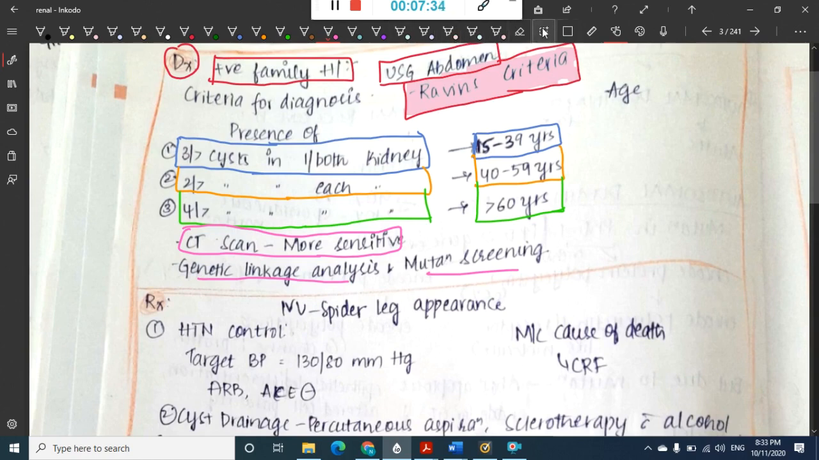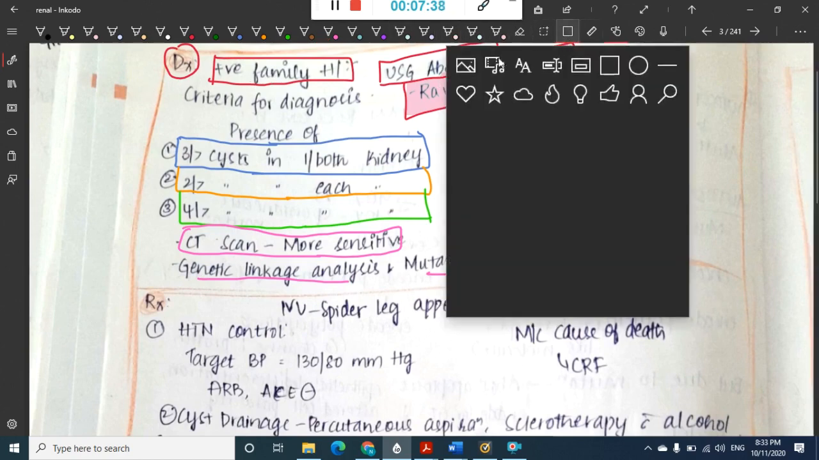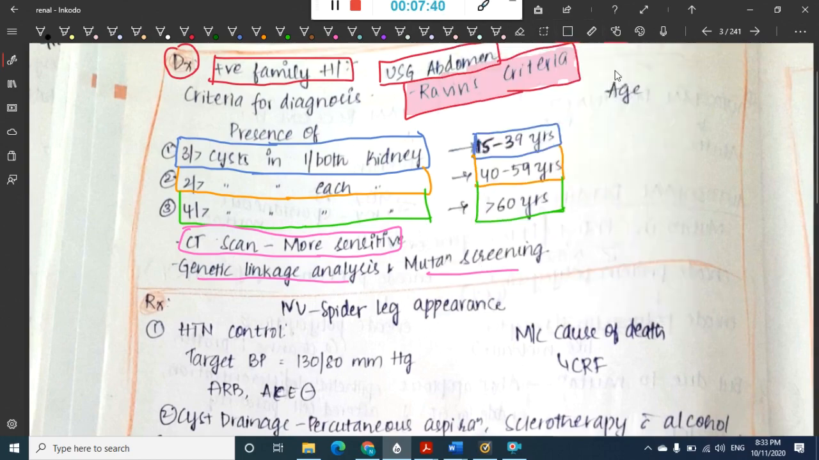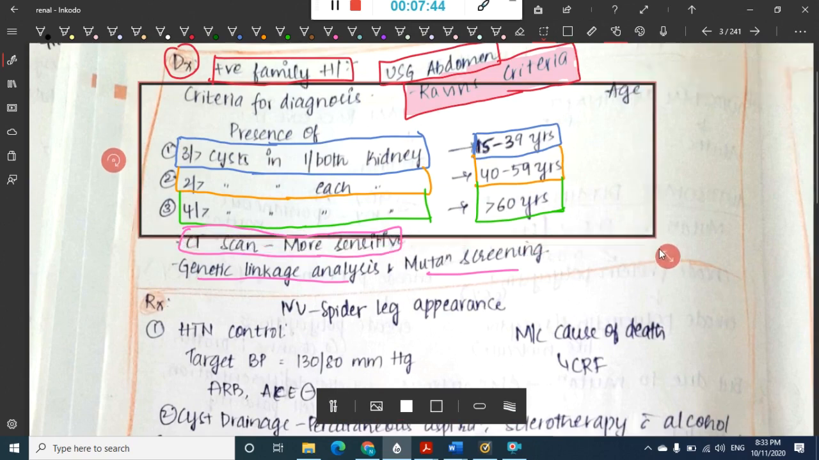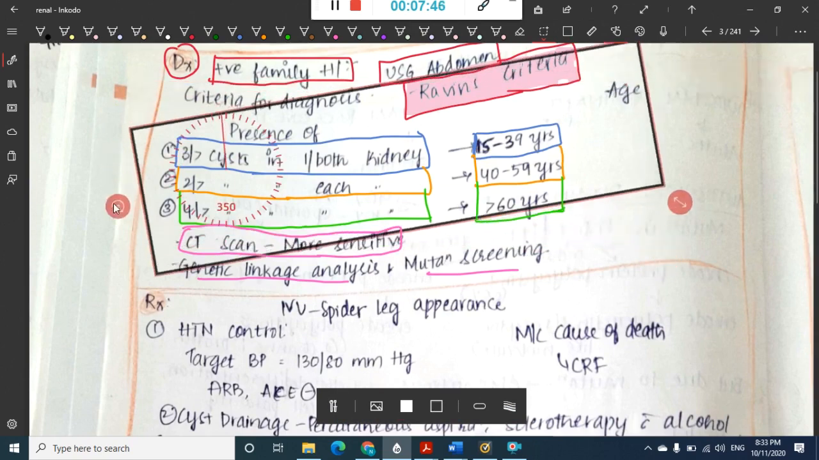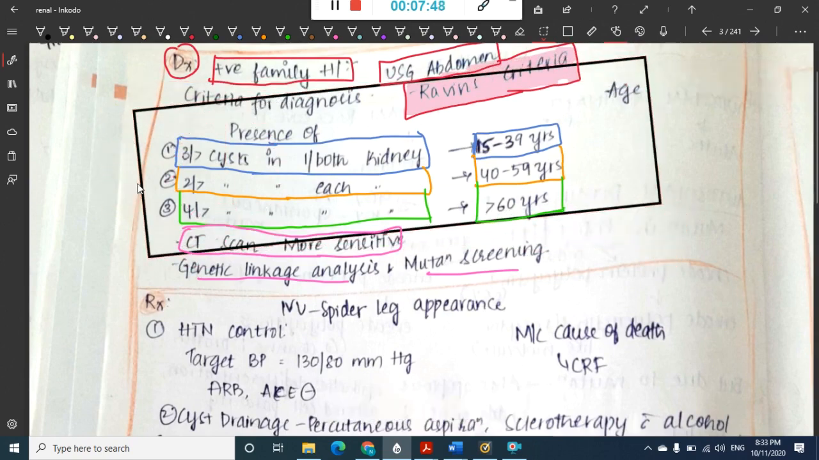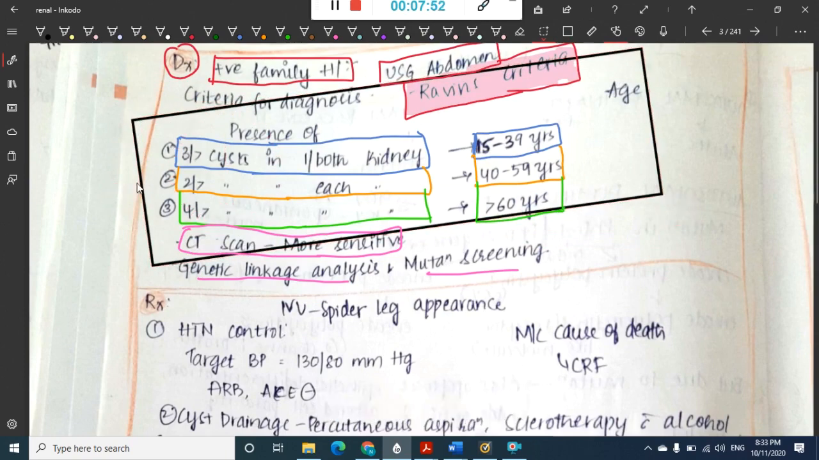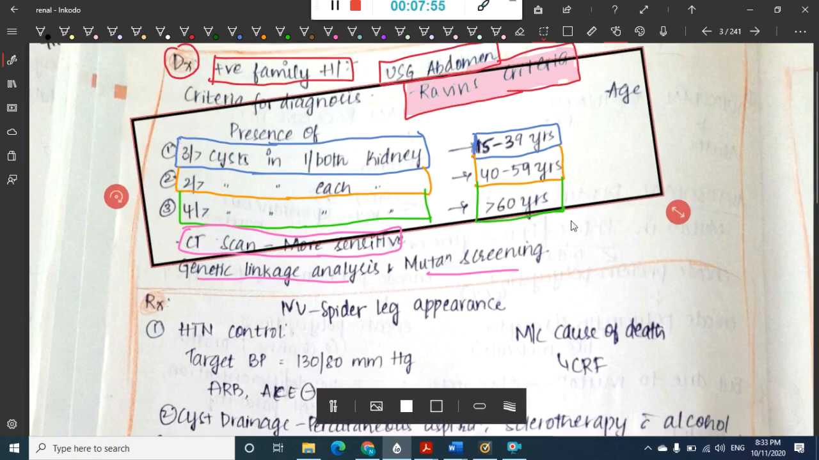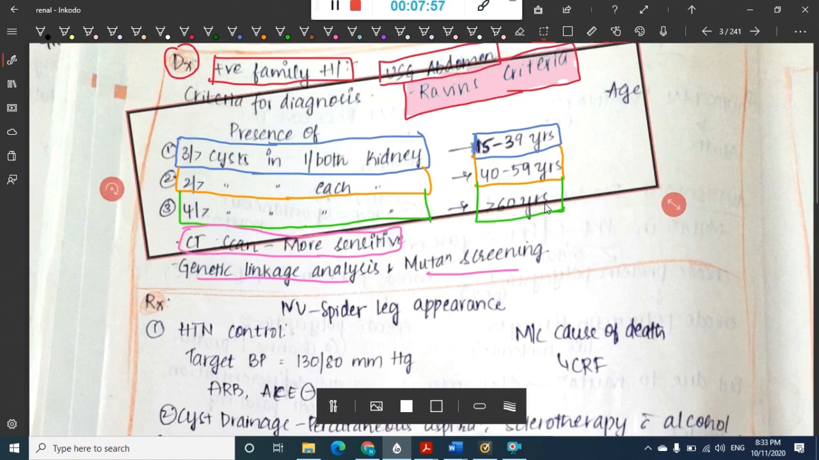So a criteria was given a name for this, which is called Ravine's criteria, which is very important. What is it? This is the Ravine's criteria which we are seeing here. This is the most important criteria for diagnosis of autosomal dominant polycystic kidney disease.